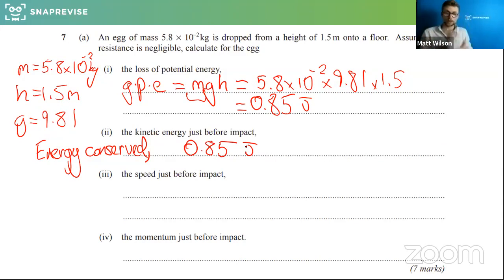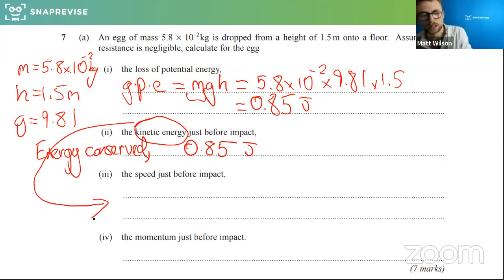Good. Okay. So now what about the speed just before impact? Now we have to actually think about what kinetic energy means. So does anyone know the formula? It's kind of hard to type these things into the chat window. Find your favorite way to do it. How do we find the kinetic energy?